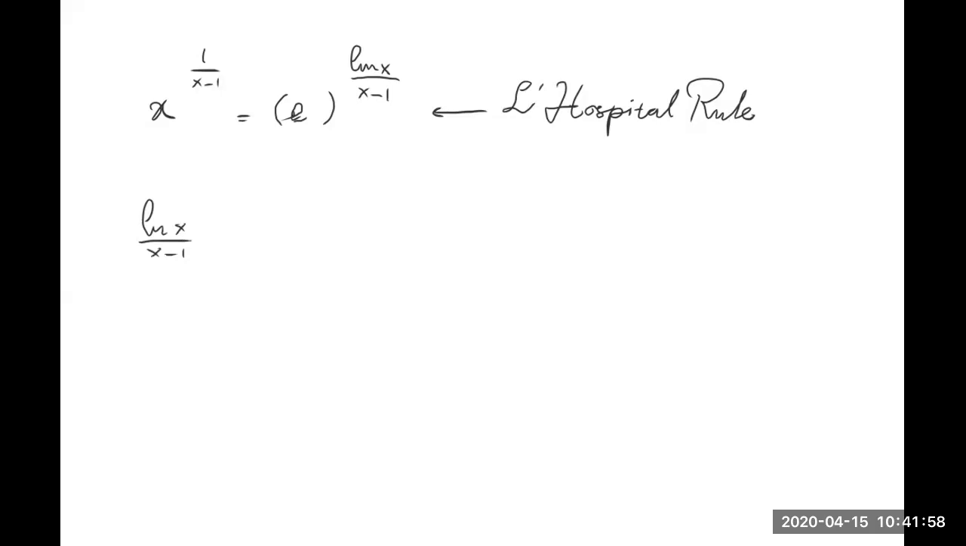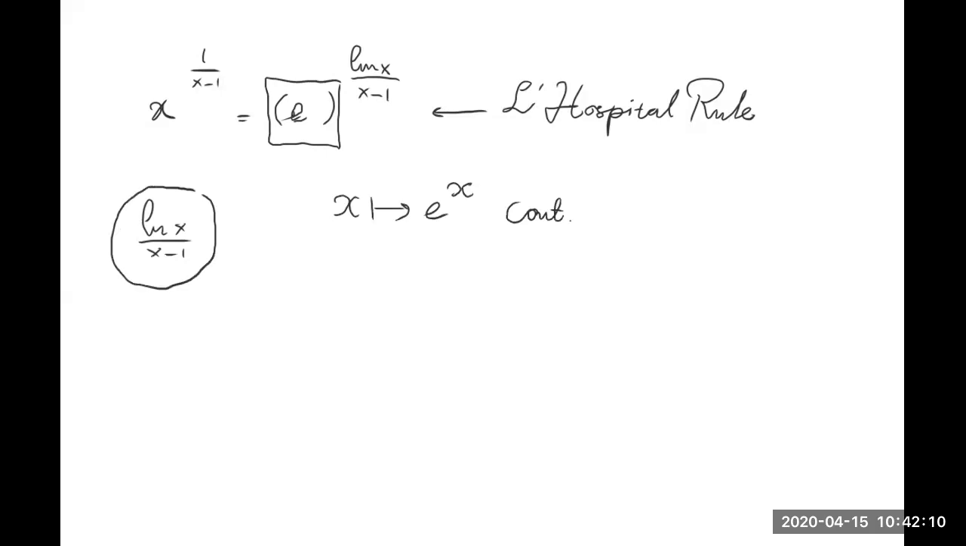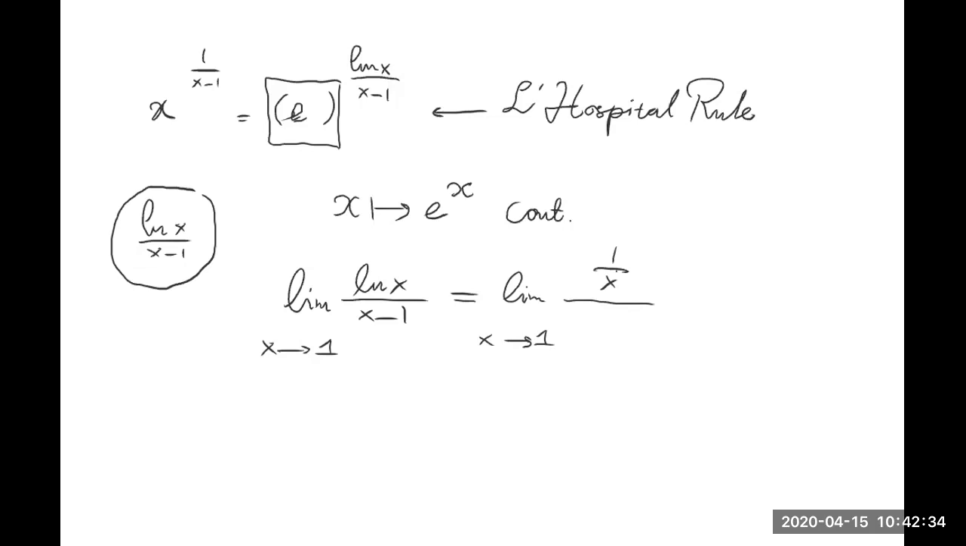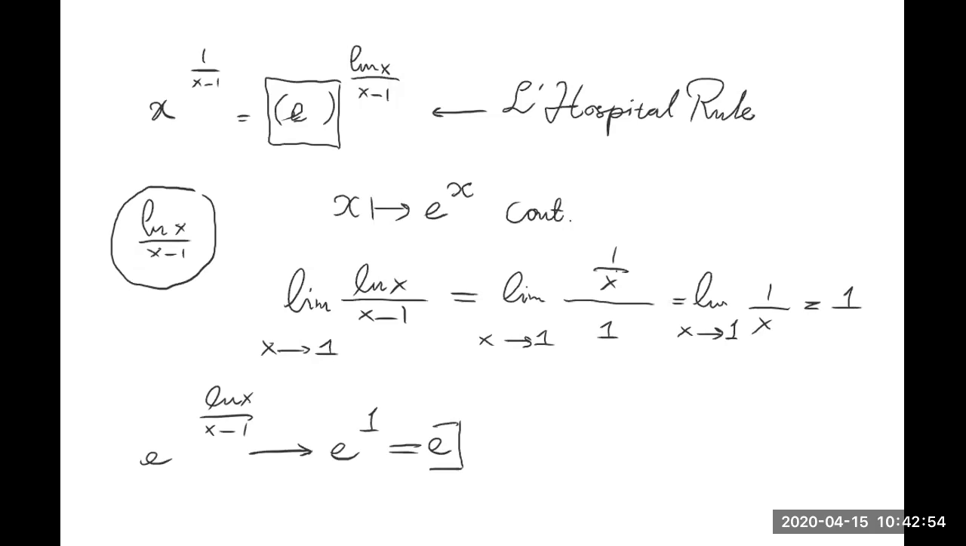The point is that this function, which sends x to e to the x, is a continuous function. So I can just look at the exponent and take the limit of that for a moment. Let's say we are taking the limit of ln of x over x minus 1. This is where we have the problem: we get 0 over 0 as x goes to 1. L'Hopital rule says this is equal to the limit of the derivative of ln over the derivative of x minus 1. The derivative of ln is 1 over x, the derivative of x minus 1 is 1. So this is equal to the limit of 1 over x when x goes to 1, which is just 1. And therefore e to the ln of x over x minus 1 goes to e to the 1, which is e. That's the limit. Any question?